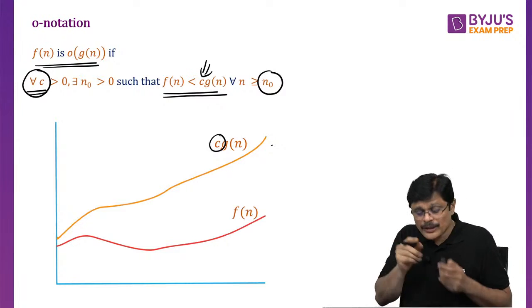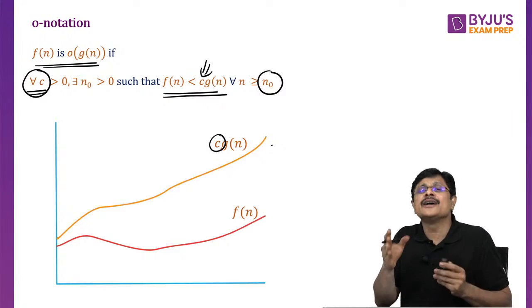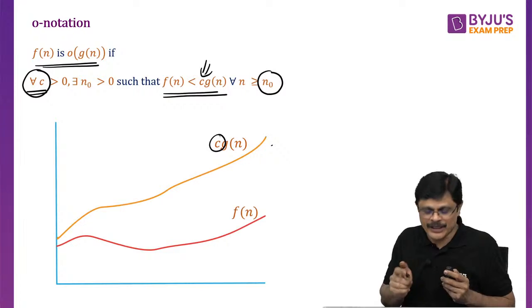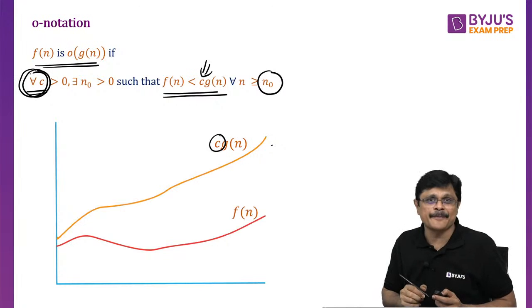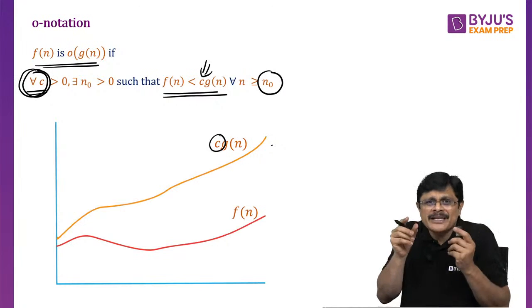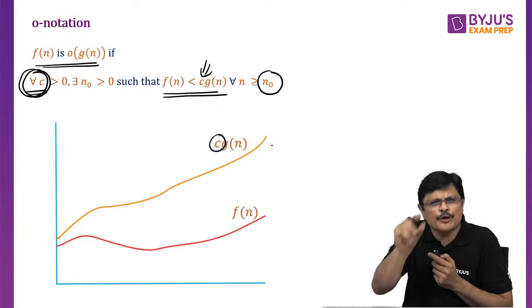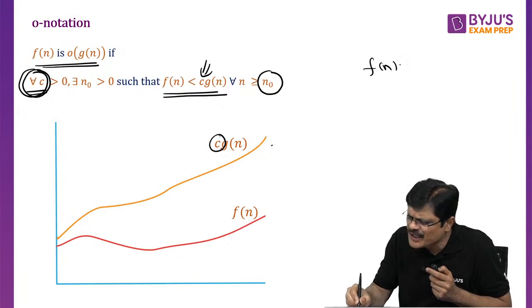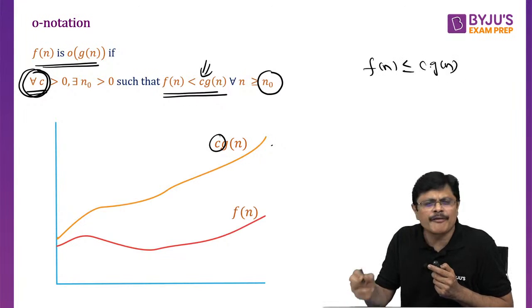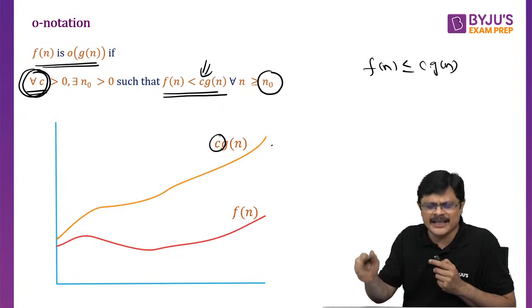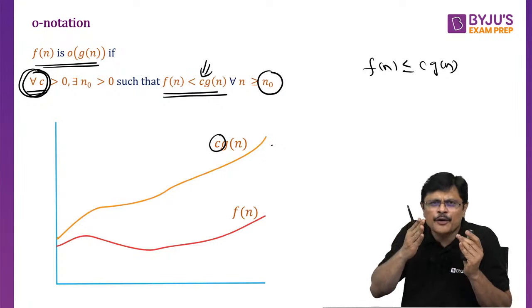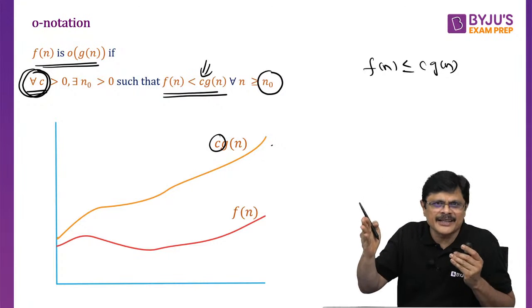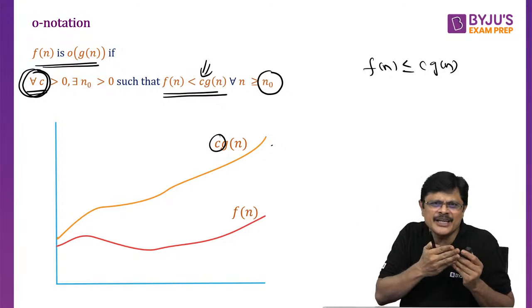Am I clear? So that is actually the difference between big O and small o notation. It has to be true for every C. Big O means at least one C. If you are able to find one C, for which you can find one N naught such that Fn is less than or equal to C times Gn for every N greater than or equal to N naught, that is done. Therefore we can say that Fn grows no faster than Gn.